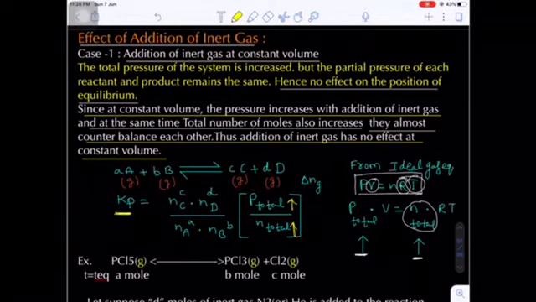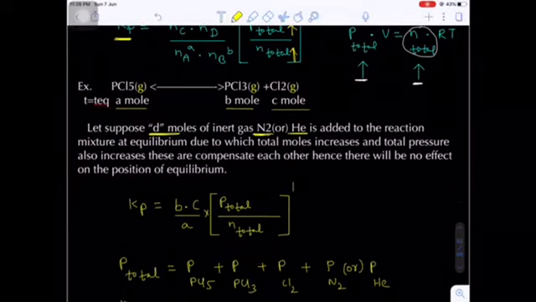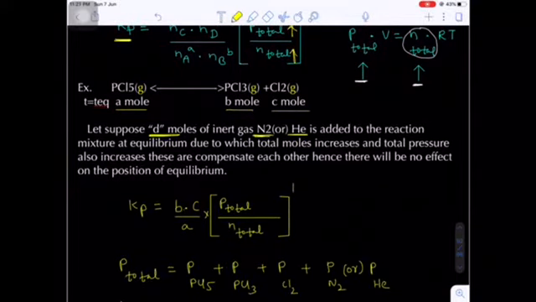on the position of the equilibrium. Let's suppose we are taking one example, PCl5, PCl3, Cl2. So the number of moles at equilibrium: PCl5 is A moles, PCl3 is B moles, and Cl2 will be C moles. Let's suppose we are adding a small d moles of a noble gas, let's suppose helium, or otherwise an inert gas like nitrogen. Then what happens? Now the Kp is the number of moles of product B and the other product C, whole divided by reactant A, times P total by N total.